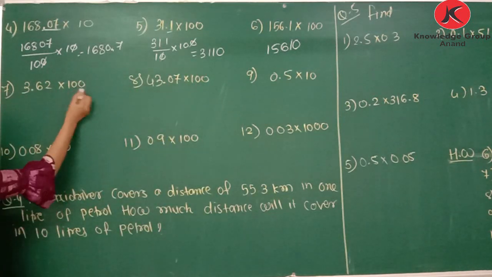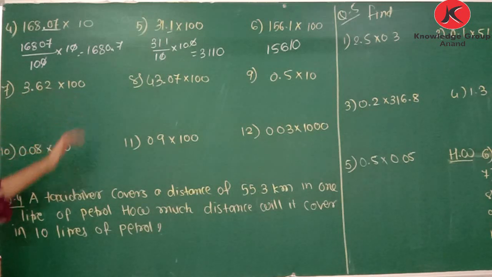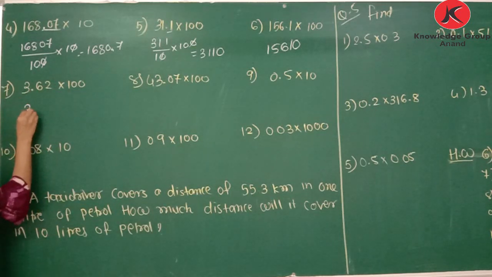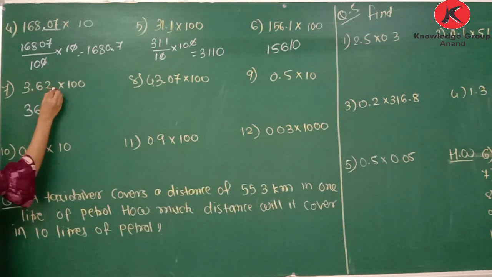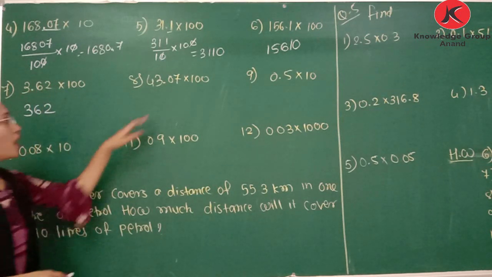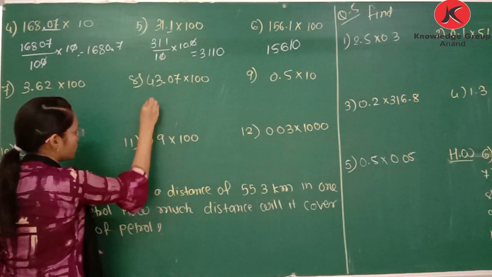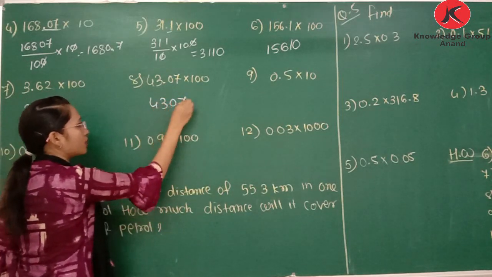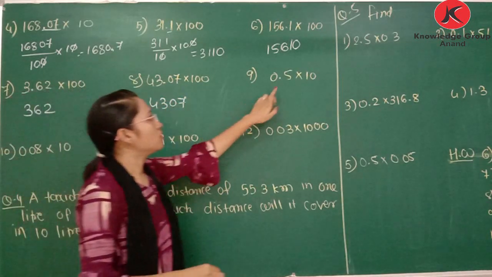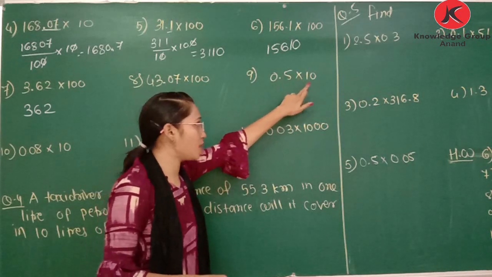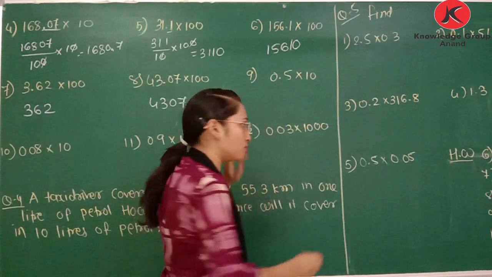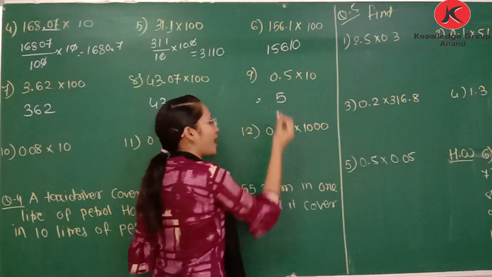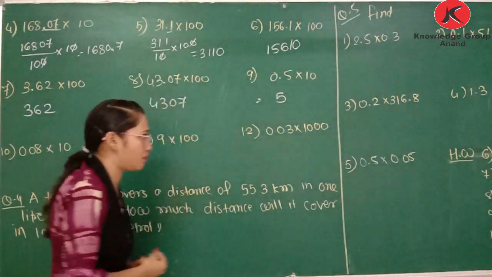Now next one, 2 zeros in a multiplication means move 2 steps to the right side. So it is 362. Clear? From here two steps, that is 1 and 2. So it is last. Again 2 steps to the right. So it is 4307. Now here one step. Why? Because 10 in a multiplication. So one step move, so 0.5 or .5, both are the same. Whether you take .5 or 0.5, both are the same.